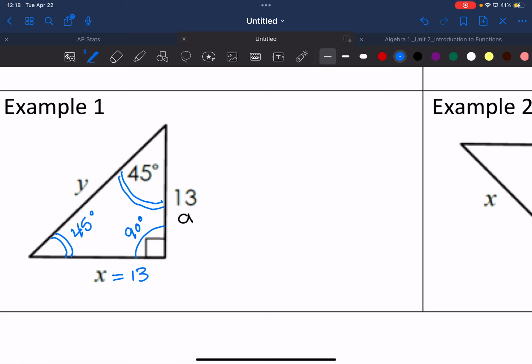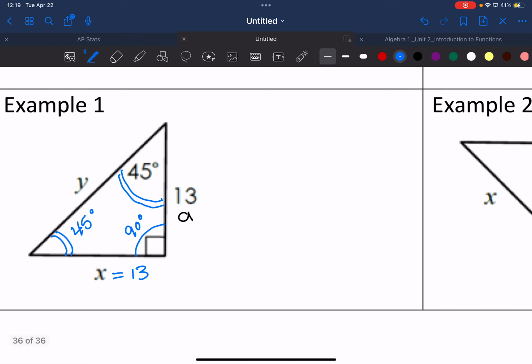Now, how would we find the hypotenuse? We could do the Pythagorean theorem, but let's say that is completely off the table. Go back to the ratio, and remember our ratio was x, and what was the last one? X times the square root of 2. And what did we say x was? 13. So that means for y, this is going to be 13 times the square root of 2. So we found x and we found y.